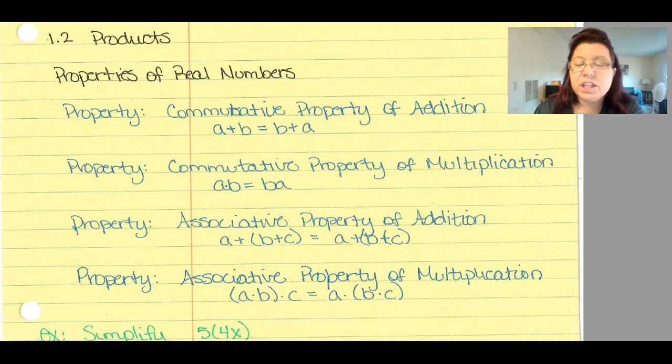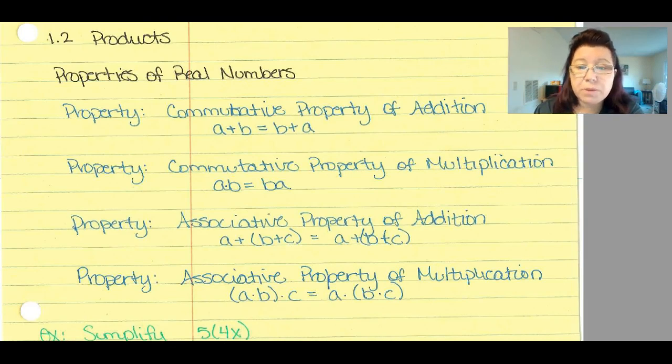Starting off with the commutative property of addition. That means that if we have two real numbers, a and b, a plus b will result in the same thing as b plus a. We can commute, change the positions in addition, and the result is exactly the same. For example, 2 plus 3 is the same thing as 3 plus 2.